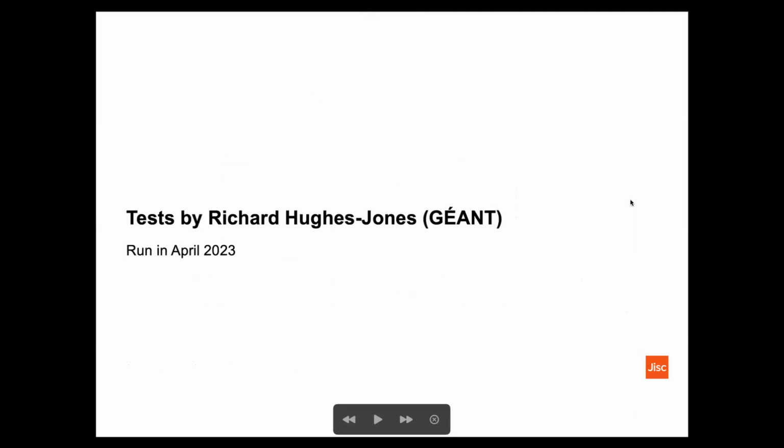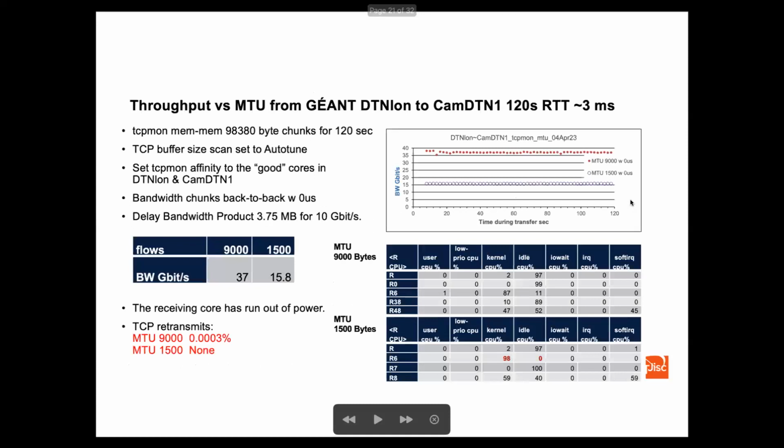Richard Hughes-Jones gave a talk at one of our RNE calls, so I've borrowed a couple of his slides as further examples. So he did 2 sets of tests. He's the chap, if you remember on the previous slide, he's involved with the SKA project pre-testing, a very experienced chap who works for Jisc. So he did these tests here, which were between London and Cambridge, so a very short round trip time of 3 milliseconds. So 2 sites very close together in the UK.